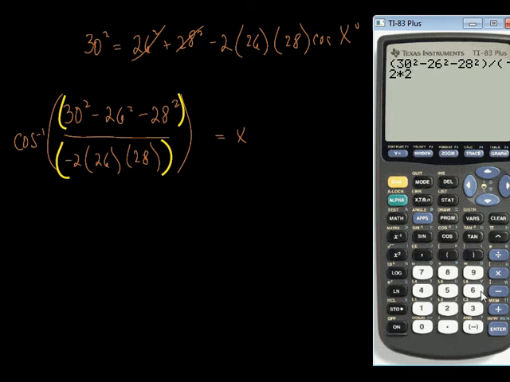Times 26 times 28 in parentheses. Do you see it? I put both of those in parentheses just like I did with the yellow right here. And then hit equals, right? So that's that whole thing right here. Now what do I do to that number?